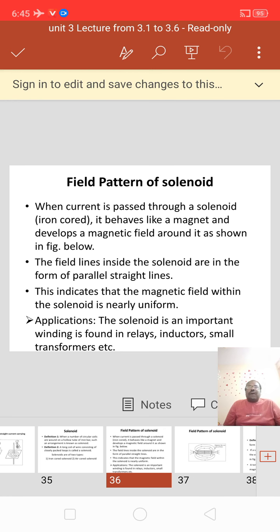When current is passed through a solenoid, that is an iron core, it behaves like a magnet and develops a magnetic field around it as shown in the figure below. The field lines inside the solenoid are in the form of parallel straight lines.